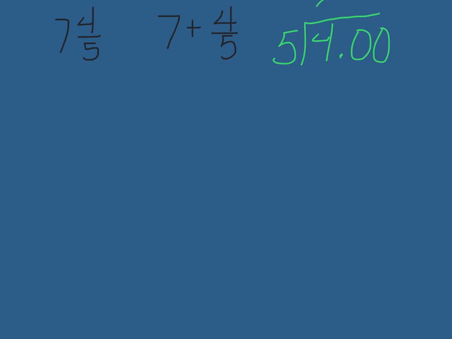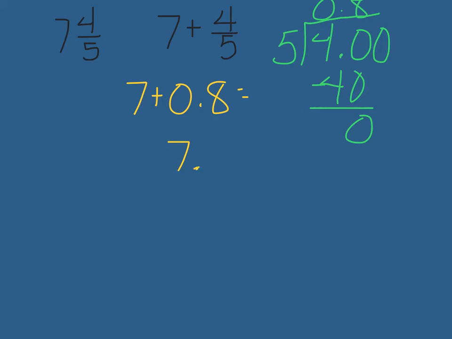So 5 didn't go into 4. 5 goes into 40, 8 even times. 8 times 5 is 40, and I subtract, I have 0. So my fraction is 0.8. Then we add them together. 7 plus 0.8 equals 7.8.